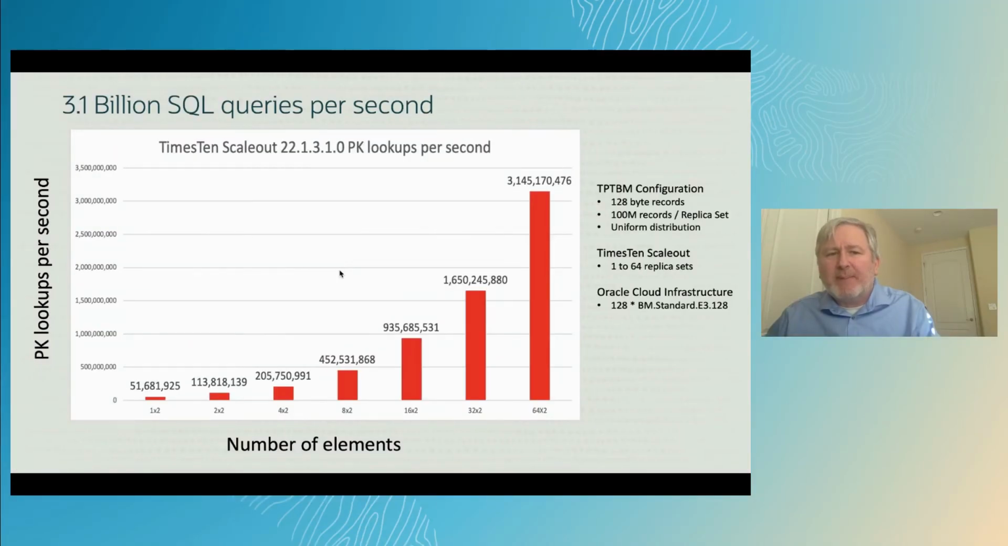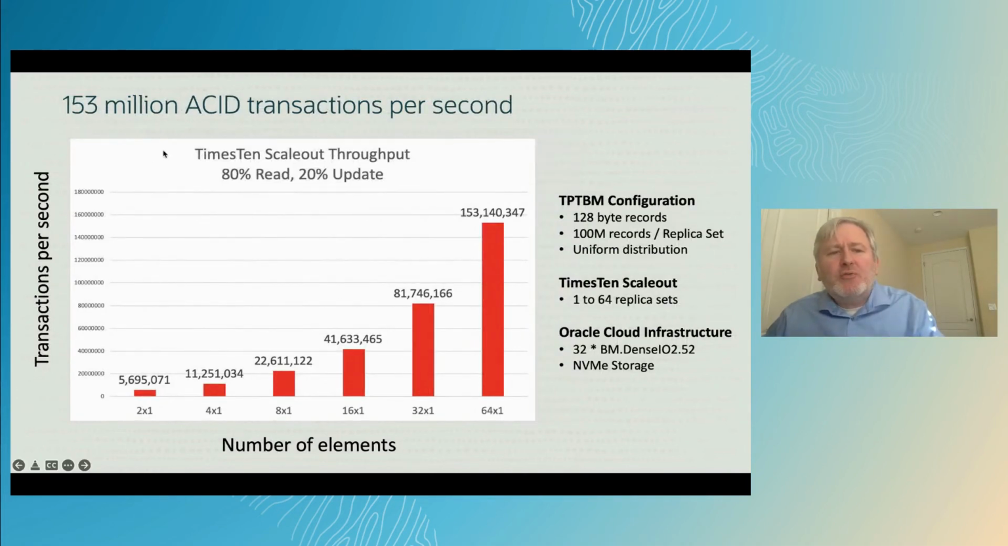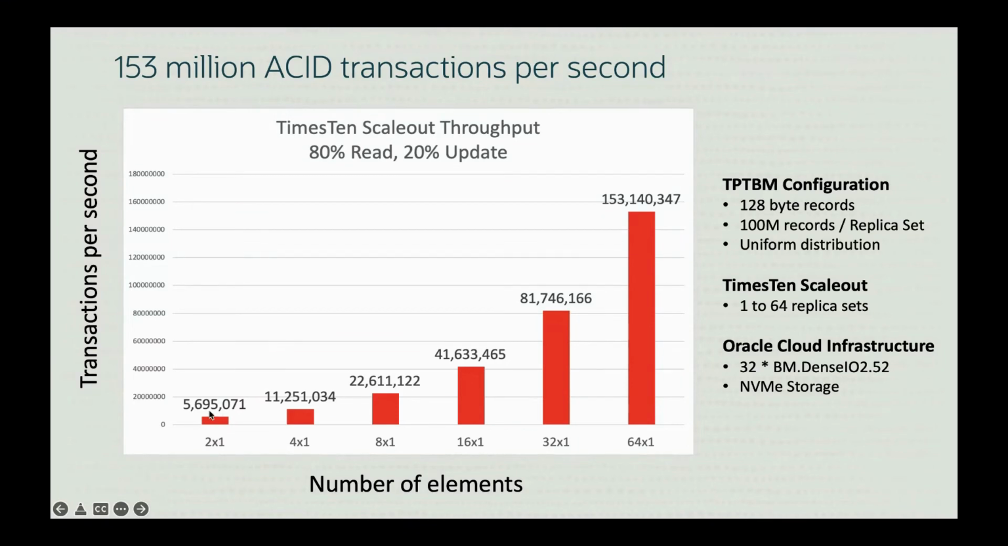If we wanted to do not a read-only workload, but a read-write workload, in this case 80% reads and 20% updates, we can do that also with TimesTen Scaleout. So with 2 nodes here, we're getting just over 5.6 million ACID transactions per second. As we add more nodes, in this case 64 nodes, we're getting 153 million ACID transactions per second. Just to put that in perspective, most databases struggle to do 1 million ACID transactions per second. So we're doing 153 million, pretty fast.